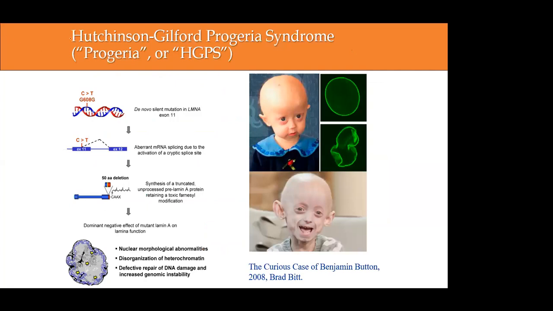The third pathological example of splicing is something called Hutchinson-Gilford progeria syndrome.